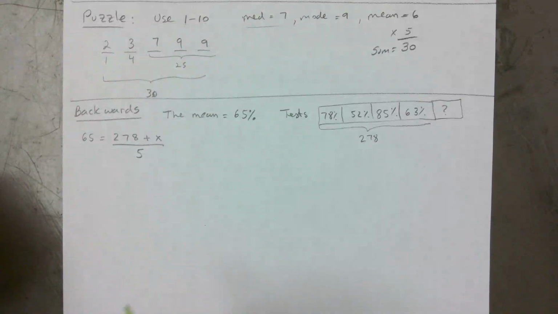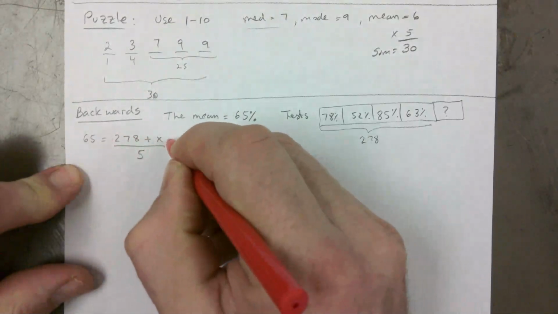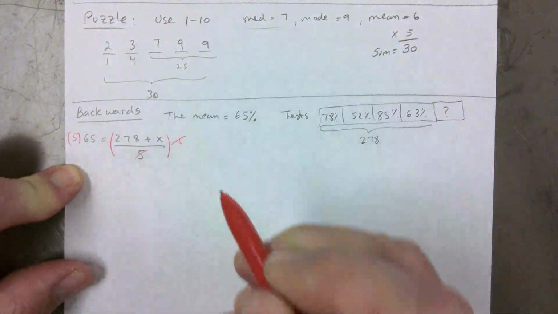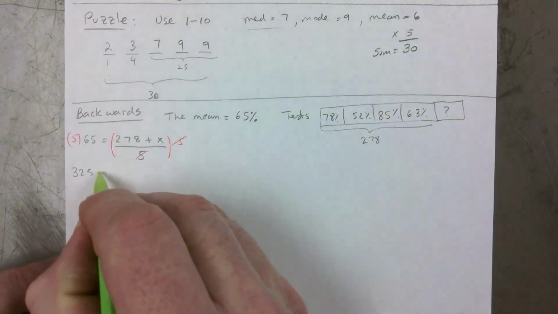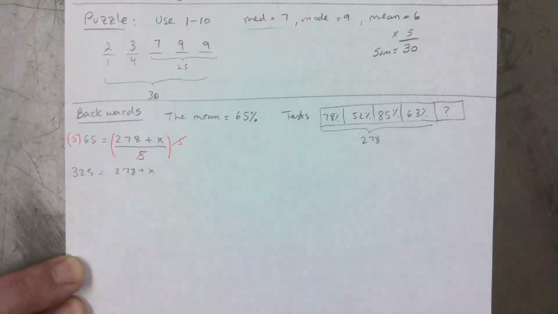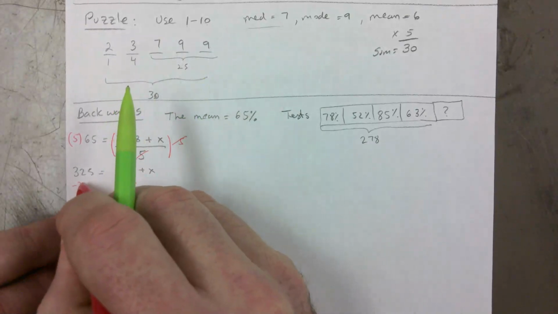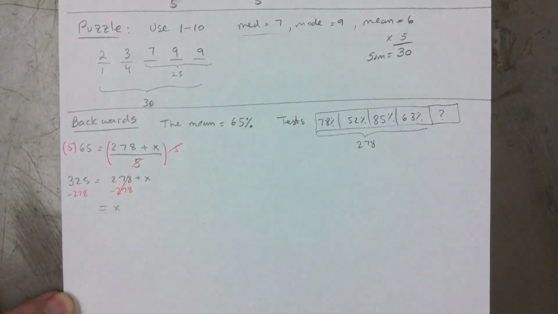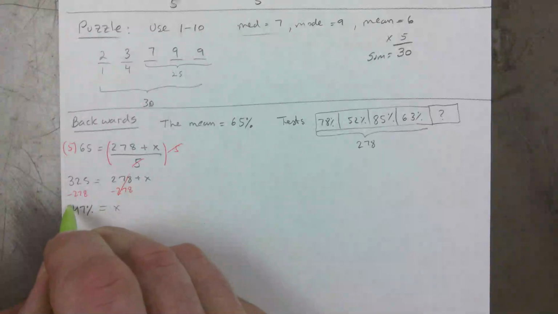Remember, first order of business is let's get rid of the division, so we'll multiply both sides by 5. That cancels, or essentially gives us 1. So 5 times 65, that's 325, and you end up with 278 plus x here. The next order of business would be to subtract 278 from both sides in order to get rid of that, because remember, you want to isolate x. And so 325 minus 278 is 47%, which is what is needed.